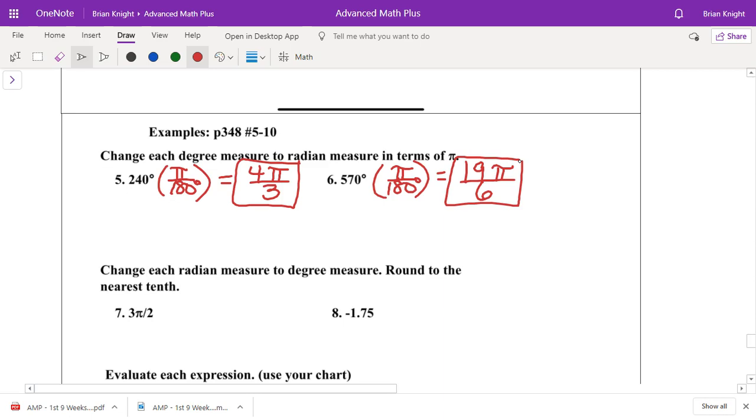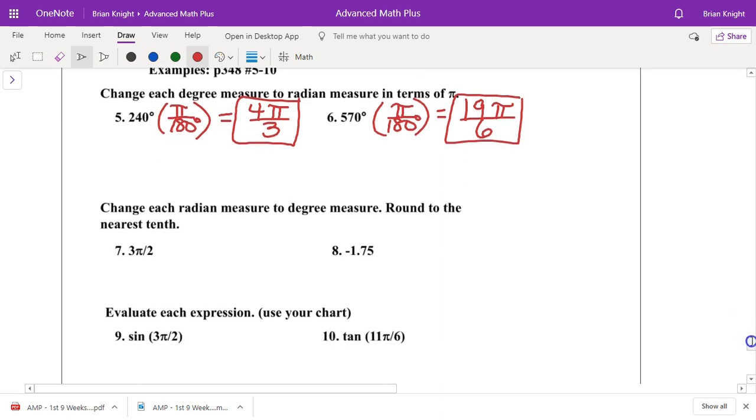Okay? 7 and 8, we're going the other direction. We're going radians to degrees. So, what do you think we multiply by? 180 over pi. You just flip it. You'll always know which one is on top by what you're looking for. If you're trying to find radians, you put the pi on top. If you're trying to find degrees, you put the 180 degrees on top.